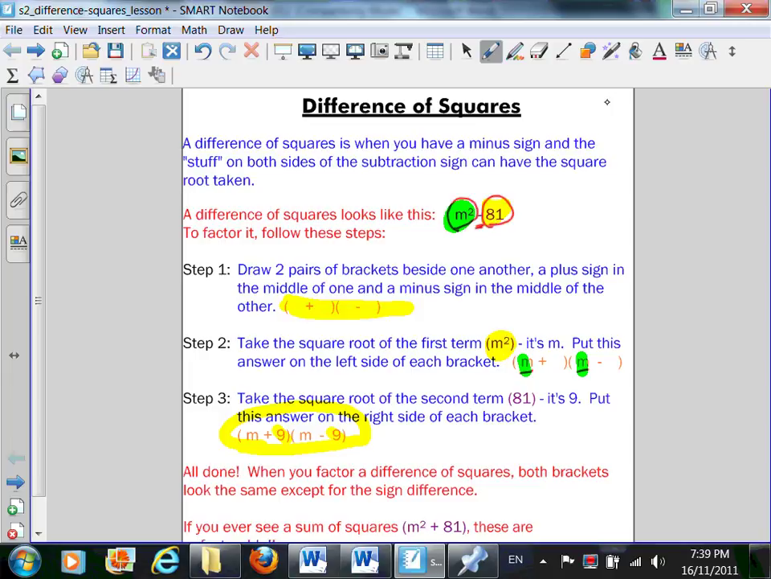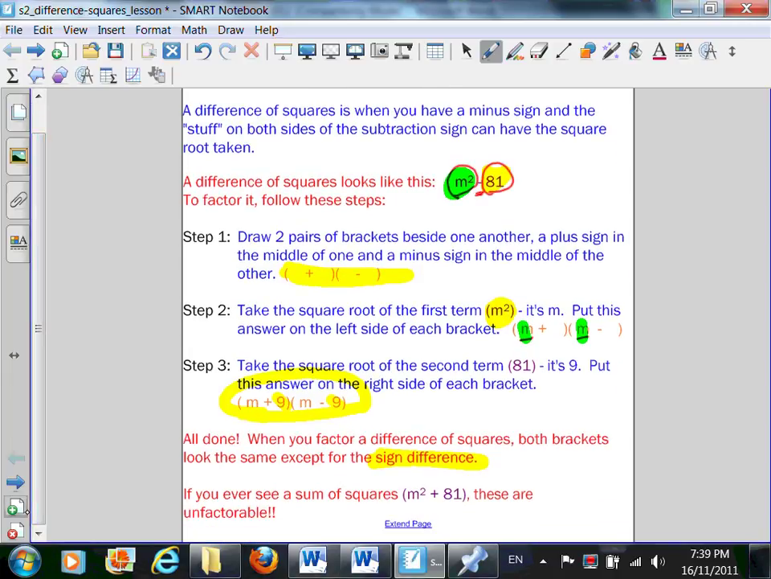That's it. That's all. So both brackets look the same, except the only difference is that there's a sign difference. One has a positive in the middle, one has a negative in the middle. If you ever see a sum of squares, which is the exact same thing except there's a plus sign in the middle, like m squared plus 81, these are totally unfactorable. You can't factor m squared plus 81, so don't try.